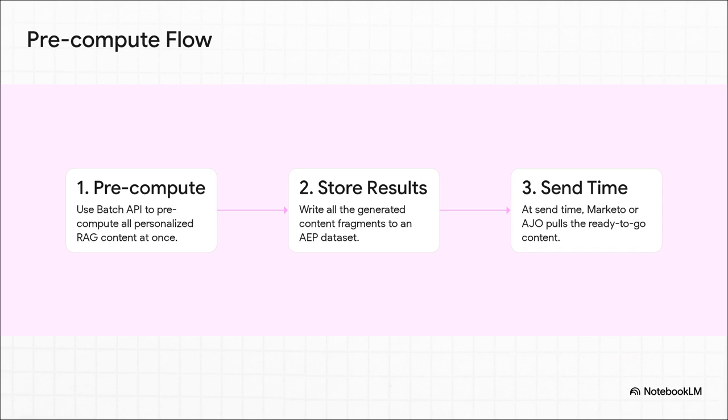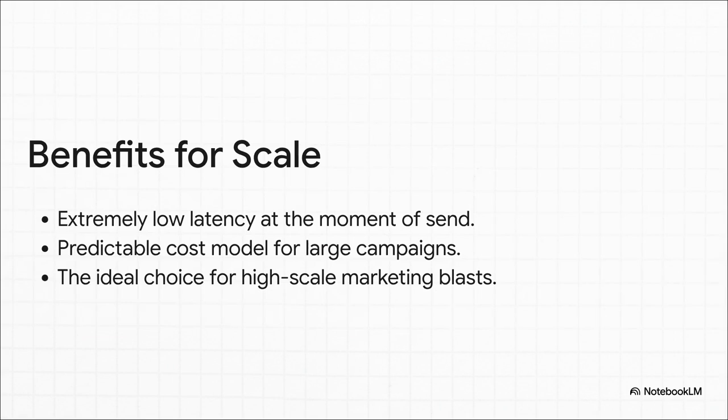You use a batch process to pre-generate all the personalized content for your entire audience at once. These results get stored in AEP, so at send time, Marketo or AJO just has to pull the ready-to-go content. No real-time delays, no bottlenecks. The payoff here is all about speed and predictability. You get almost zero latency at send time and a super clear cost model because you're doing one big processing job instead of millions of little ones. This makes it the perfect go-to choice for your highest volume campaigns.